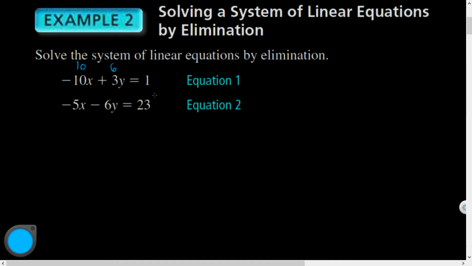This equation already has a 6. This one already has a 6. So I don't have to multiply this equation by anything. I like it. What would I have to multiply this equation by to make this 3 a 6? 3 times what is 6? 2. And so what I'm going to do is multiply this entire equation by 2.